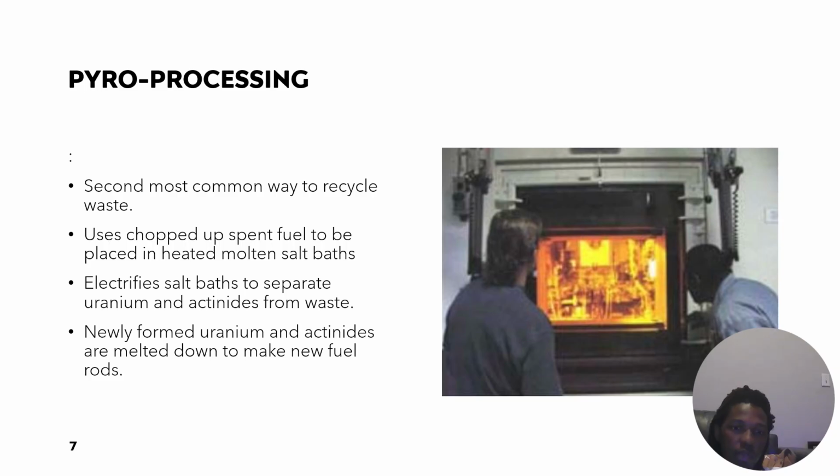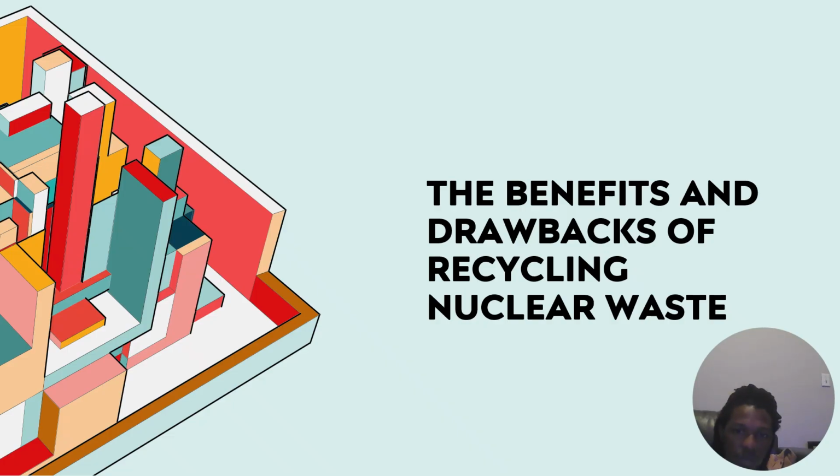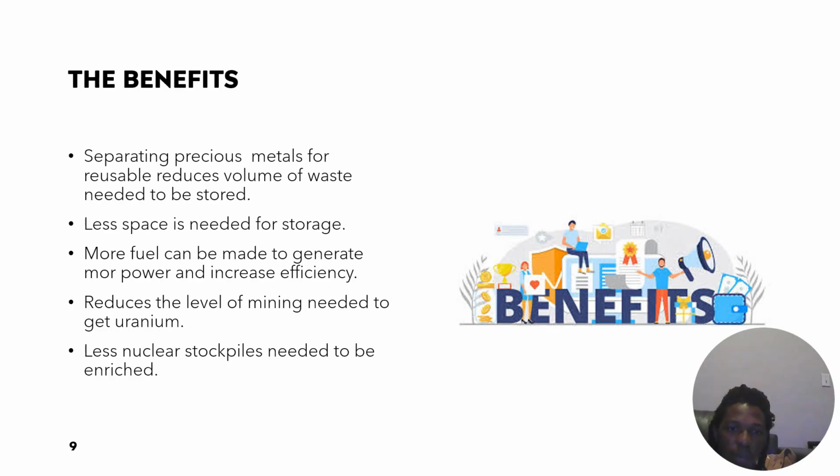And with these newly formed uranium and actinides, you separate them to create new rods and you let them solidify so that they can be used for further reactions. Now on to the benefits and the drawbacks of recycling nuclear waste.